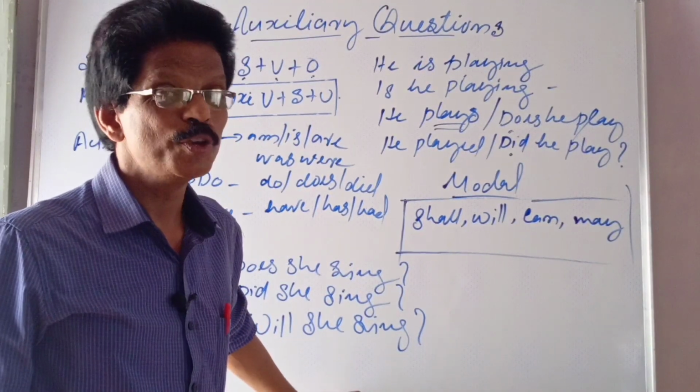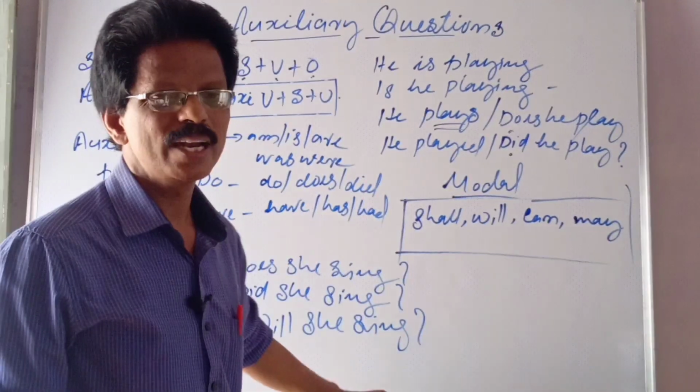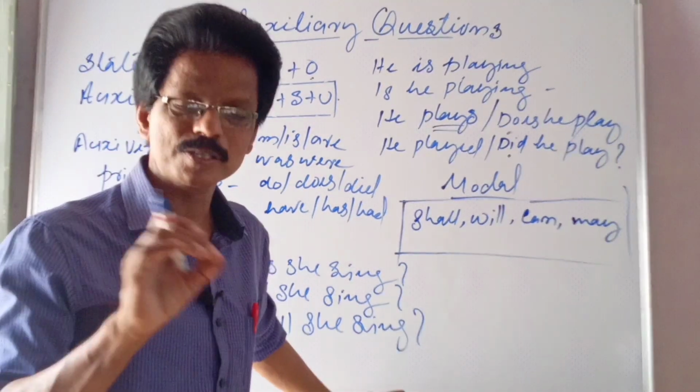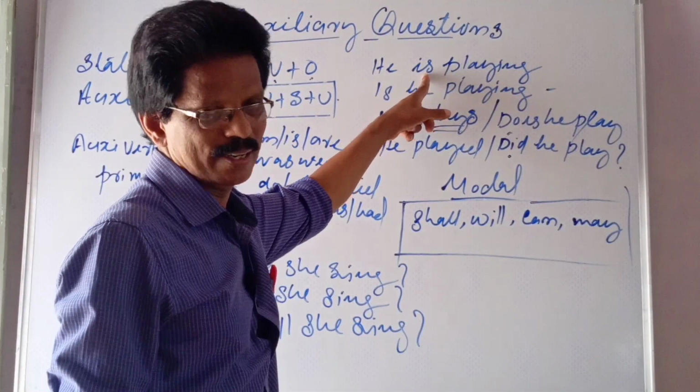You have to use do, does or did. Do and does for present and did for past. Except present simple and past simple, the remaining tenses all will have some auxiliaries with them.